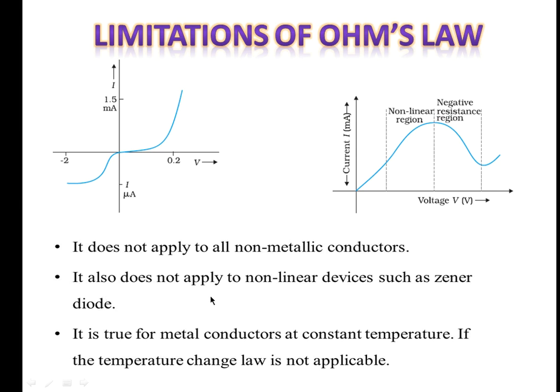It also does not apply to non-linear devices such as Zener diode. When you are looking at this term diode, diodes are the devices which are going to work with the help of semiconductors. What do you mean by this term semiconductor? You would have learnt about it in your chapter 14 about the semiconductor devices, like the triodes, diodes and all the vacuum tube stuffs, right? So let me give you a gist about it.